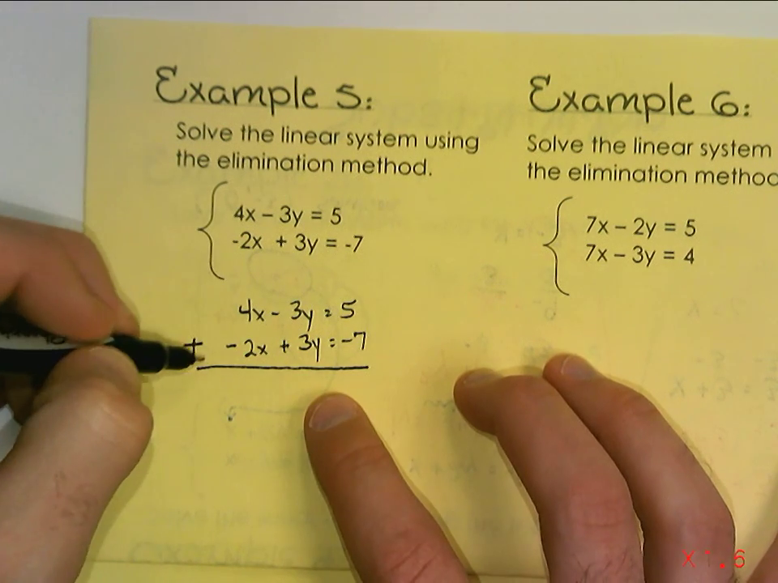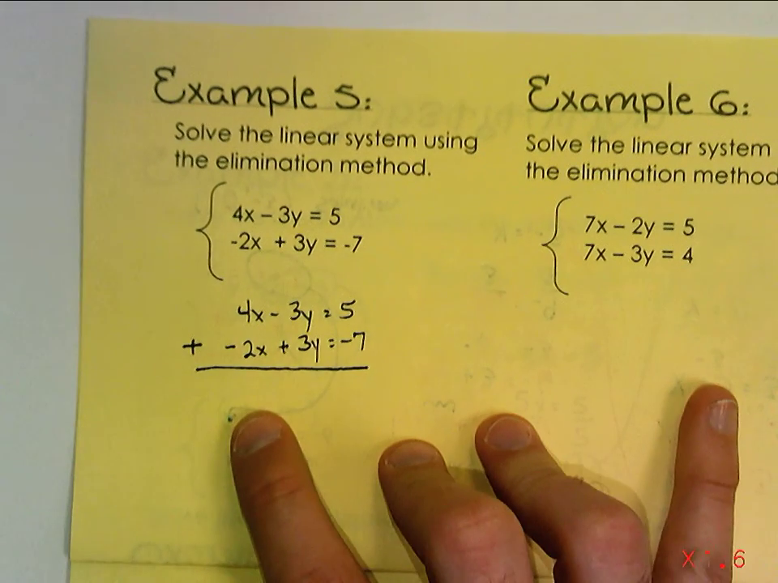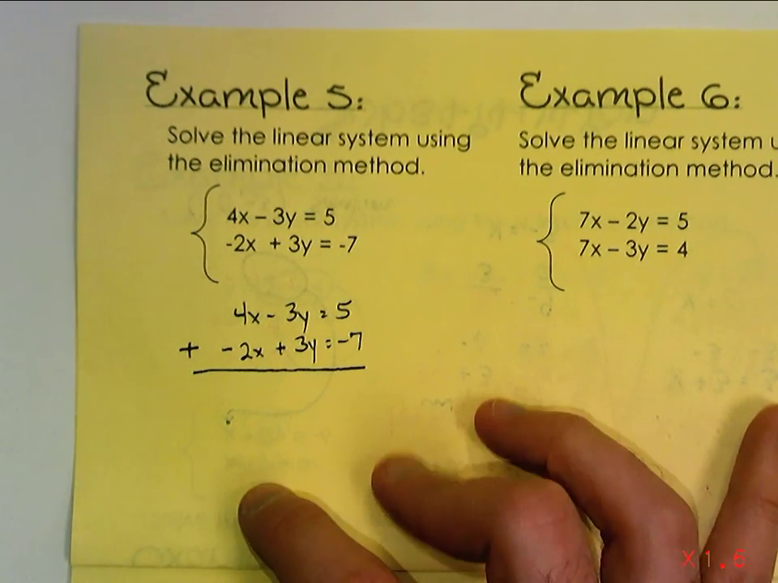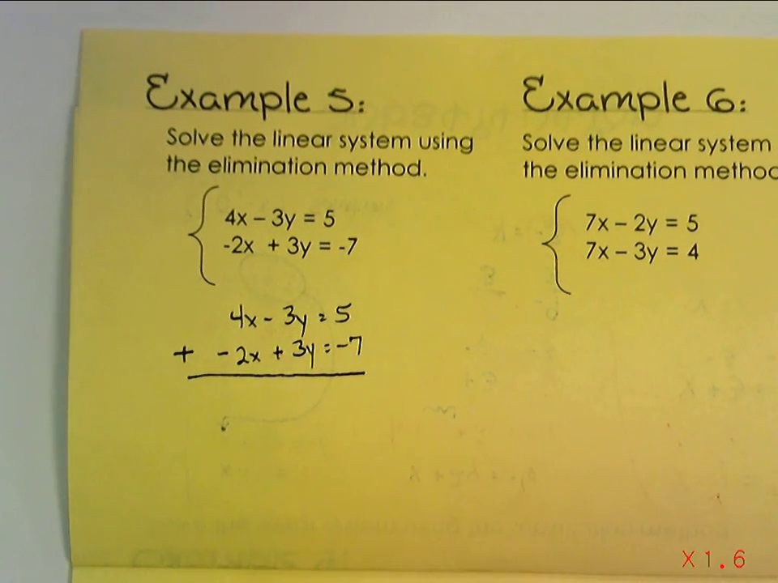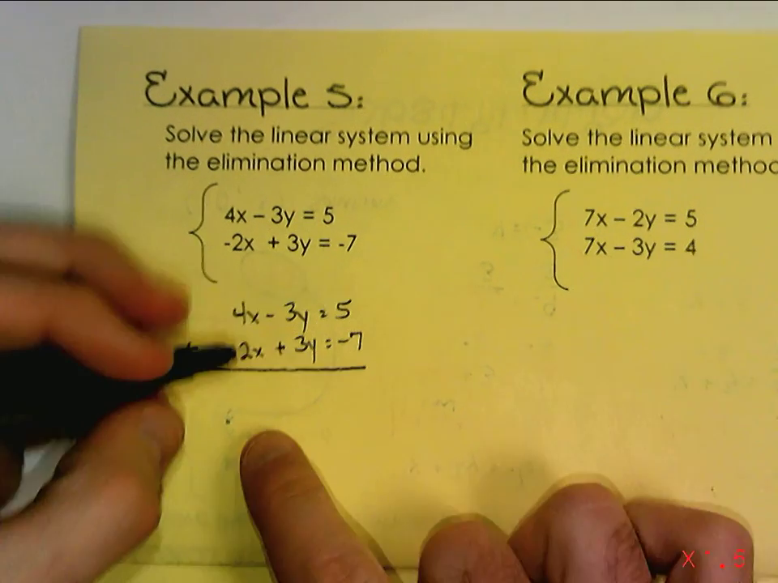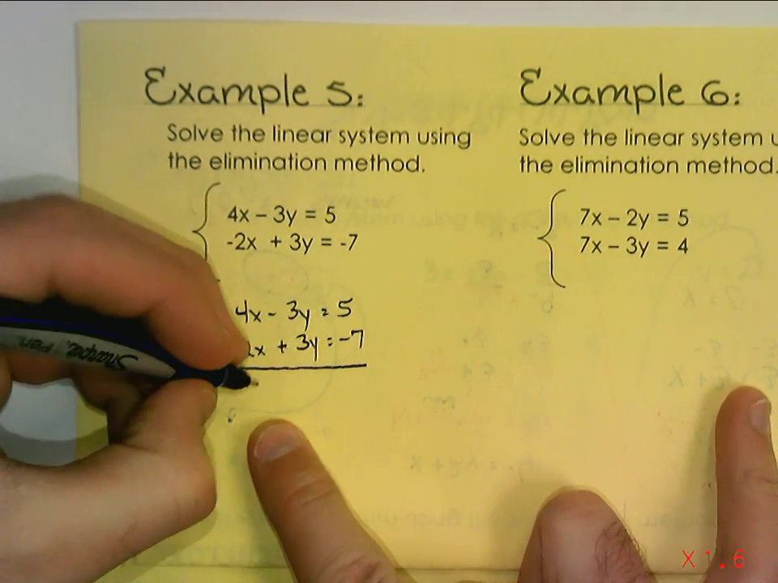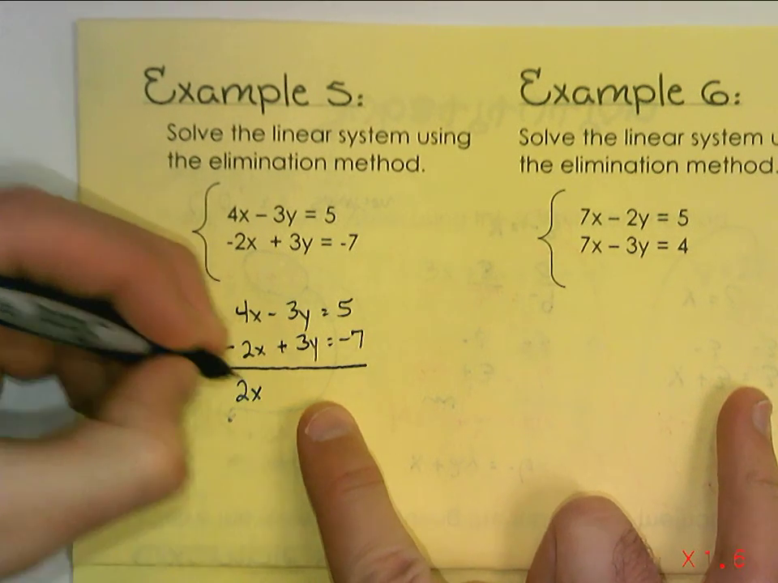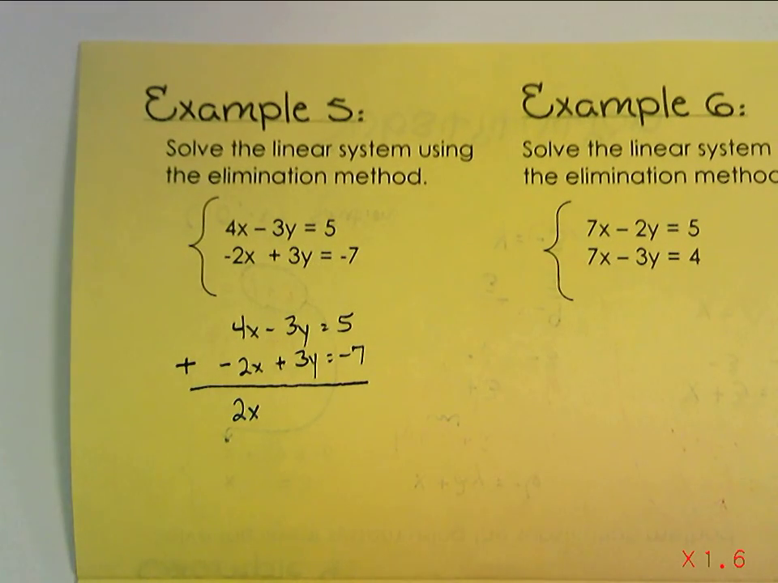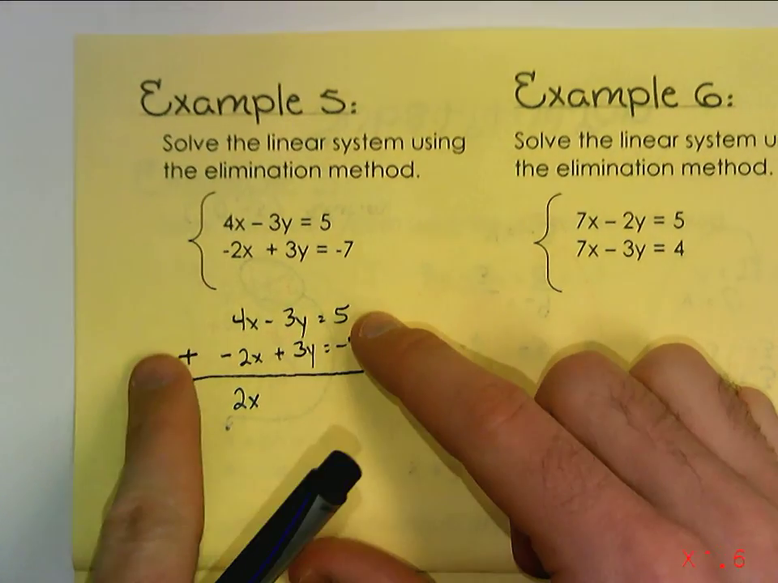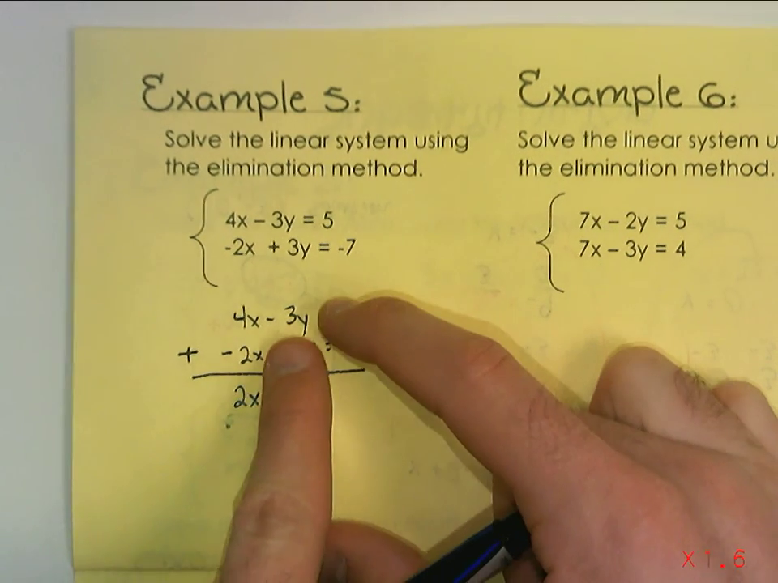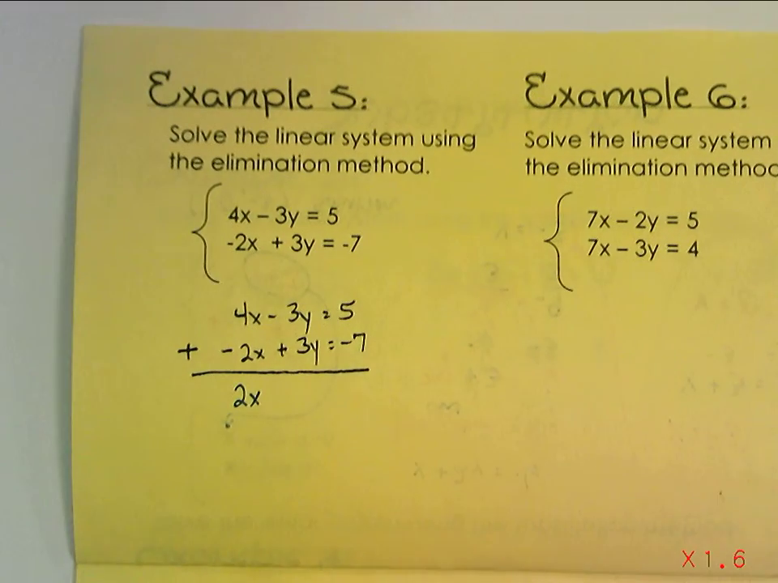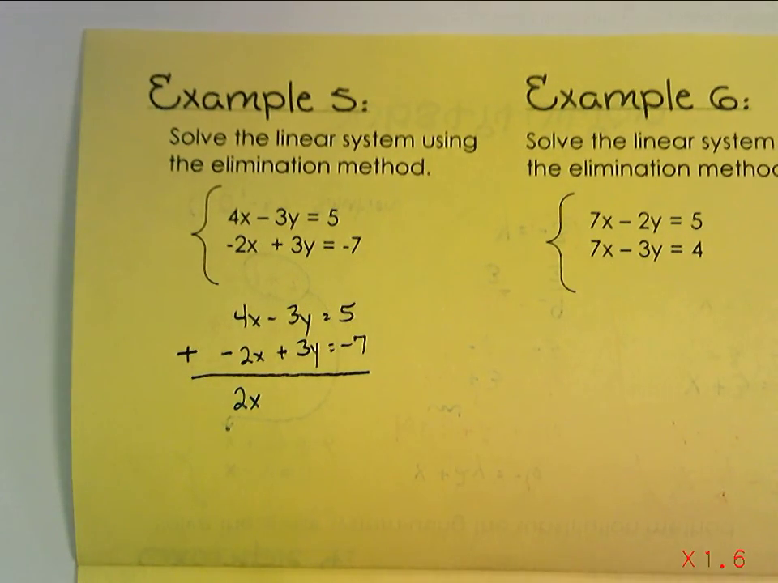So 4x plus negative 2x. This is where integer operations are going to be very important. You're really going to need to know these here. So for x, let's do 4 plus negative 2, which would be 2x. Negative 3 plus a positive 3, which is just negative 3 plus 3 is 0. So 0y. There's nothing there. We don't have to write it.